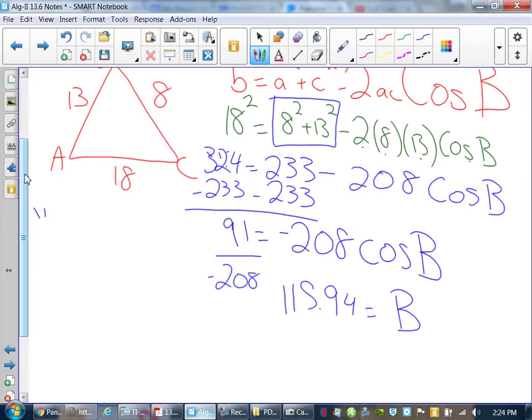We're doing law of cosines. Law of cosines? That's fun. It is. They got scared about the whole law of sines ambiguous case, I think.